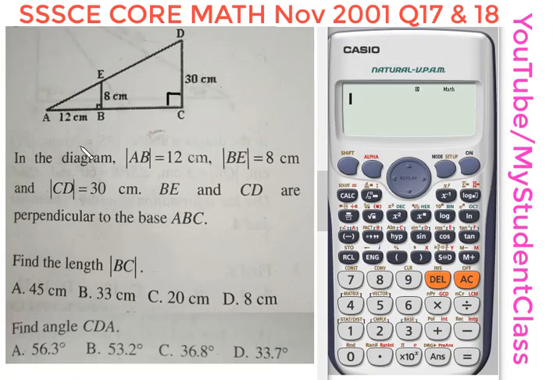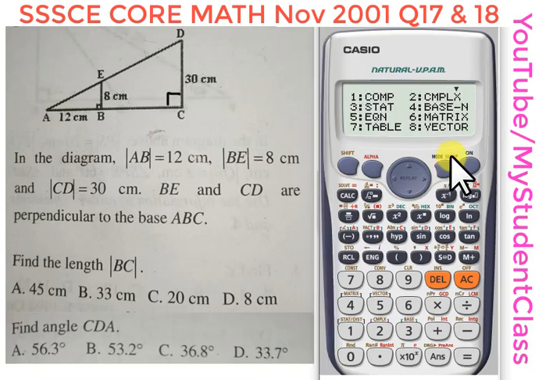So from this question, it says that in the diagram, the line AB equals 12 centimeters, BE equals 8 centimeters, CD is 30 centimeters, BE and CD are perpendicular to the base ABC. So we have the base ABC here, and we have both BE and CD perpendicular to that. So you can see this over there.